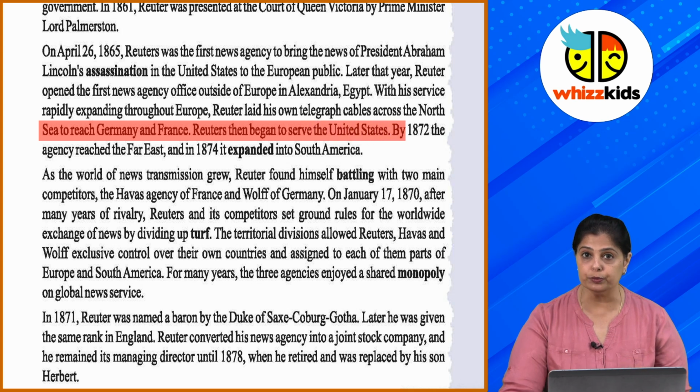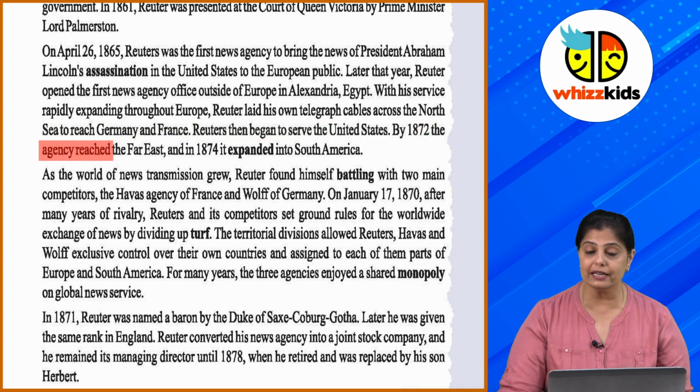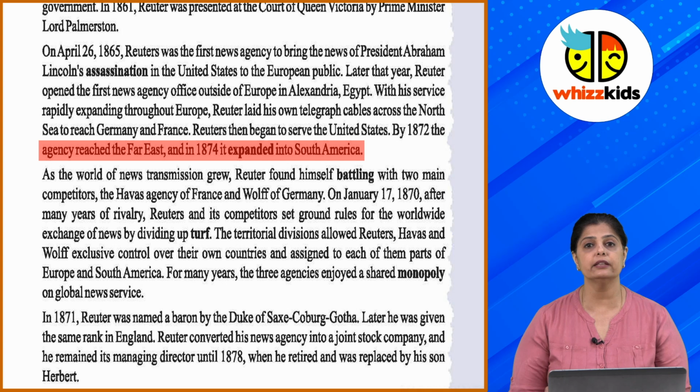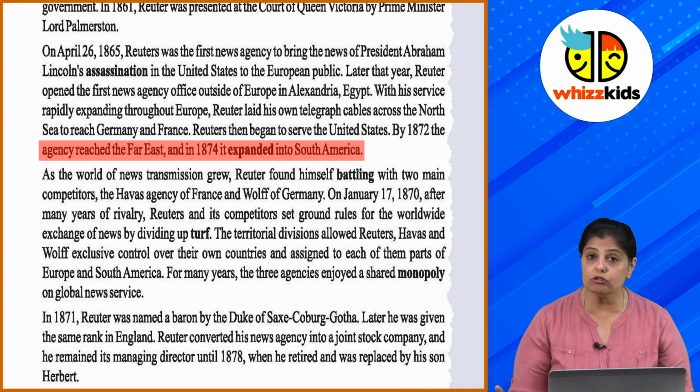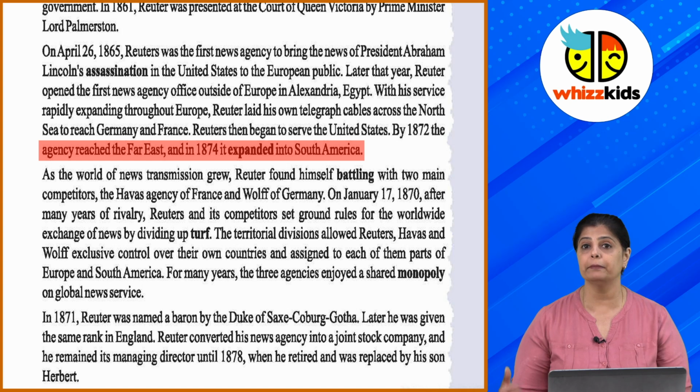By 1872, the agency reached the Far East, and in 1874 it expanded into South America. So ऐसे करके धीरे धीरे उन्होंने अपना जो न्यूज़ एजेंसी का नेटवर्क था, टेलीग्राफिक कम्युनिकेशन का जो नेटवर्क था, उसको बढ़ाते गए. And now he had put in his own cable network throughout Europe, से वो US तक पहुँचे, US से he expanded, okay, and he reached Far East also, and also to South America.